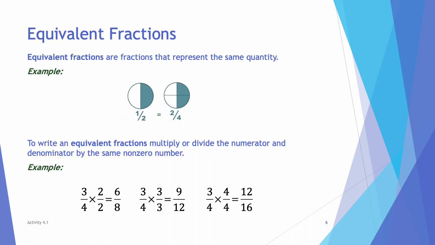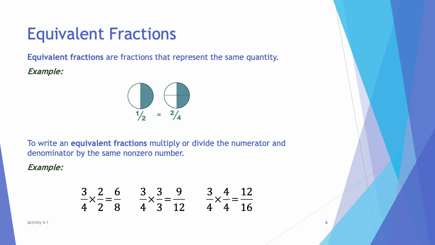Equivalent fractions are fractions that represent the same quantity. In our example, the circle on the left is divided into halves, and we have half of it shaded in. The circle on the right is divided into fourths, and 2 of the fourths are shaded in, and you can see that the amount shaded in is the same. So 1/2 and 2/4 are equivalent fractions.